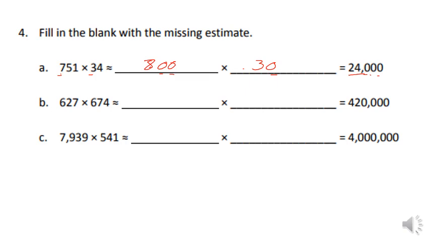On C, where it's either 7,000 or 8,000, and 7,900 is going to be closer to 8,000. 541, it's between 500 and 600, and this is going to be closer to 500. And I can see 8 times 5 would give me 40. And I have 1, 2, 3, 4, 5, so there's 1, 2, 3, 4, 5 tens. Put in for place values.